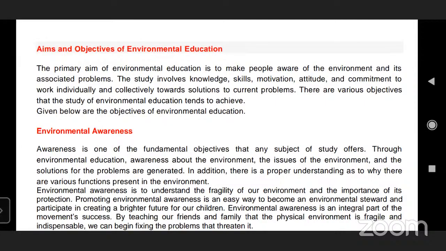So there are various objectives that the study of environmental education tends to achieve, isn't it? To achieve environmental education or to sort out the environmental issues, we should have the awareness. We should have the knowledge also.